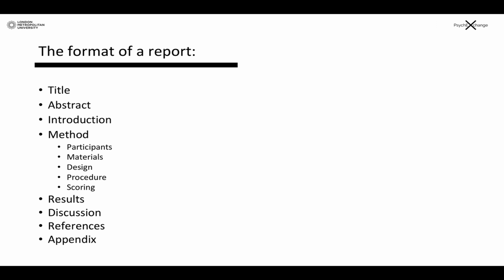You don't need to include subheadings for the title, abstract or introduction. However, you should include subheadings for the method and all of its subsections, the results, the discussion, the references, and the appendix.